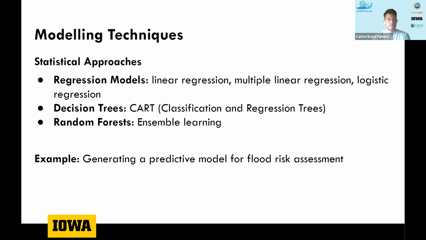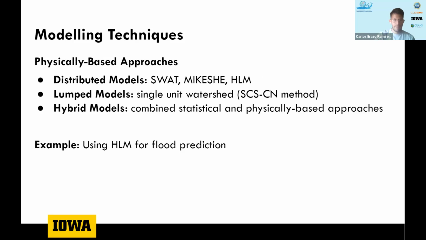What are the different modeling techniques that we were talking about? Statistical approaches, again: regression models, linear regression, multiple linear regressions, logistic regressions, among others. There are decision trees, in which you use classification and regression trees for predicting the next steps, and random forests through ensemble learning. So again, alluding to the data-driven processes of machine learning. An example of this is generating a predictive model for flood risk assessment, correct?